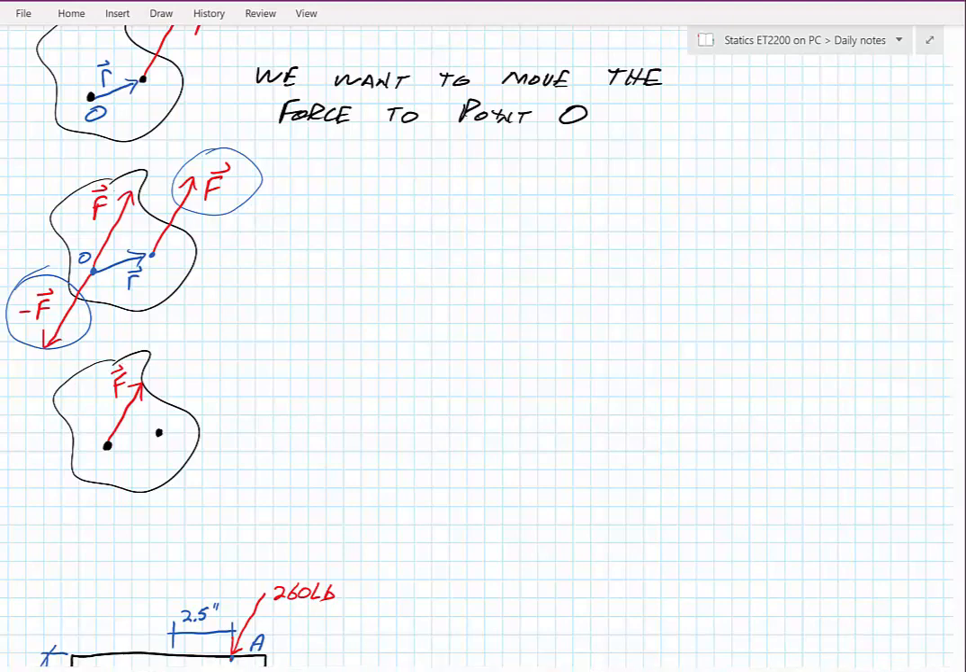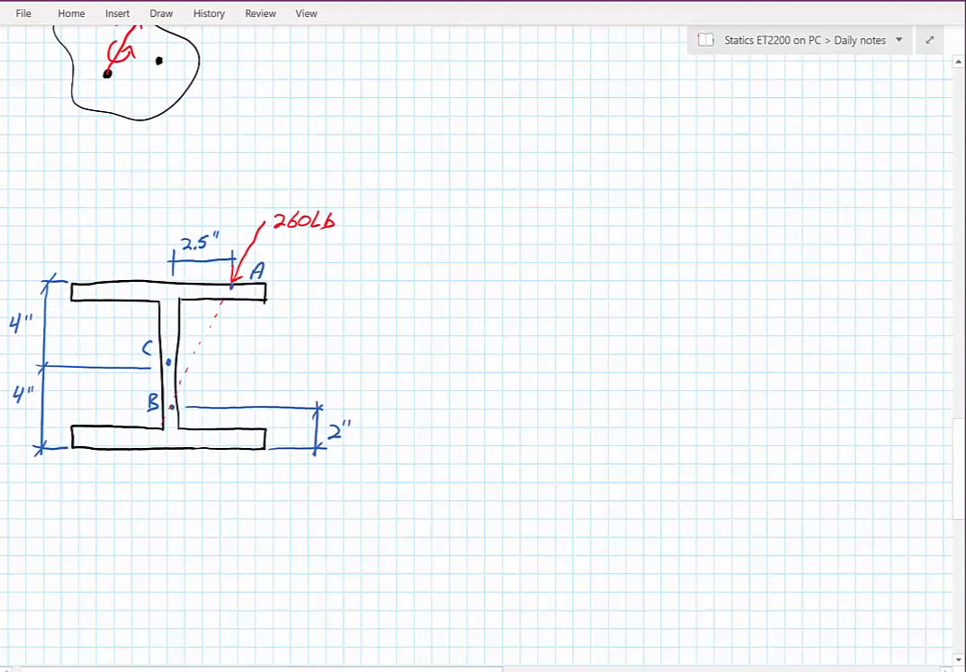So I would have some kind of moment that's wanting to spin around, or actually it would probably be going around a different axis or something like that, but that's the general idea. And let me show you with an example. Hopefully it clears it up a little bit.